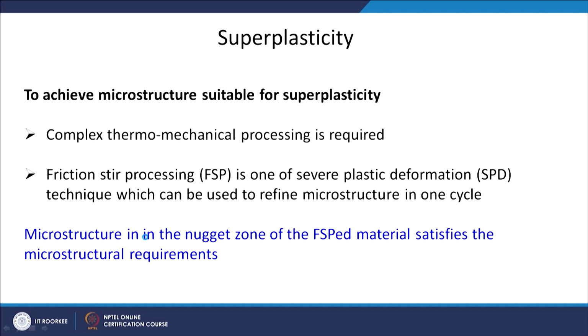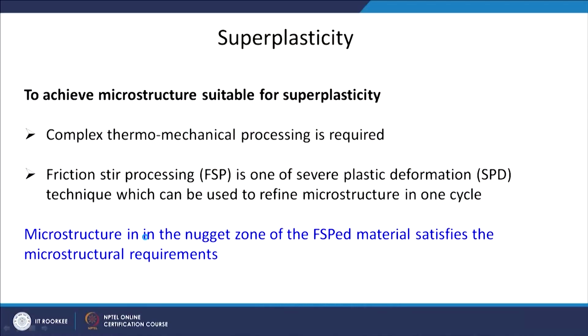Friction stir processing is a very promising technique, which has been able to generate fine grain size material in one cycle. Just by traversing the tool through the material, you are able to generate the fine grain size material in one shot. So, I do not have to do a very complex thermo-mechanical process to get the fine grain size material. And the microstructure in the nugget zone or the stir zone, a fine grain size microstructure, is able to satisfy the condition required for superplasticity.